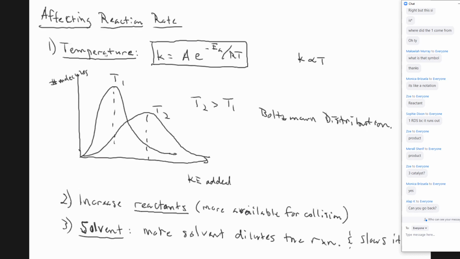In real life, you're moving faster, you're more likely to see more people, right? Number 2, increase reactants. There's more available for collision, right? Go to a place where there's more girls. Go to a place where there's more guys, especially if you're trying to find a significant other, right? It's generally not clubs or bars.